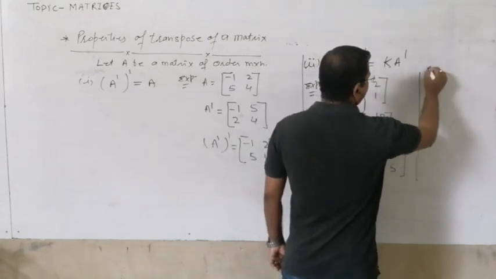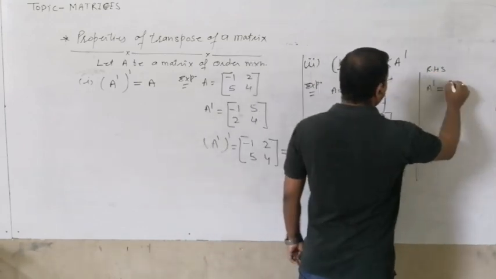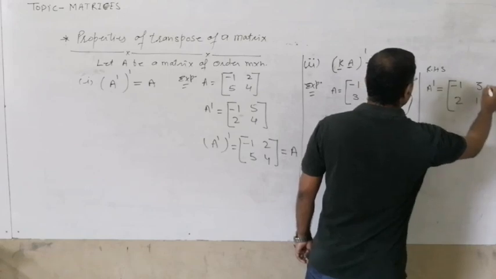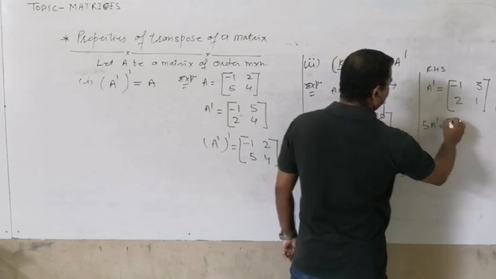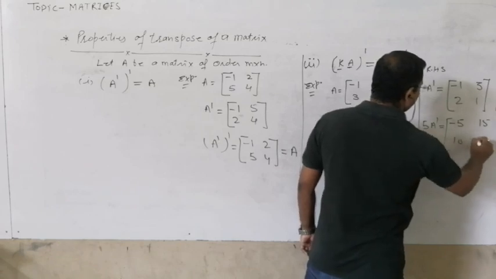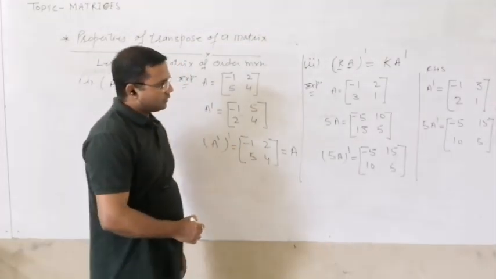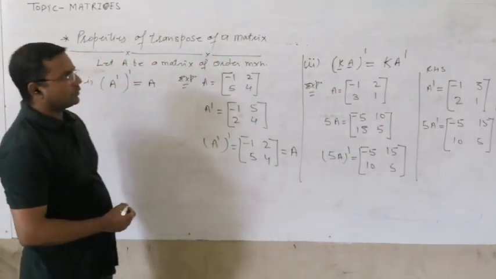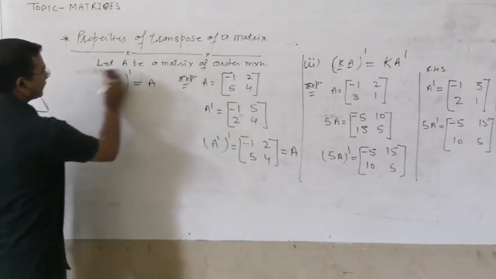what is A transpose for the right hand side. Then A transpose you can find out, then it will be -1, 2 and 3 and 1. If now you will multiply this by scalar 5, then you will be getting -5, 15, 10 and 5, which is equal to this result. So that is why we are saying K A whole transpose is equal to K A transpose. So these are the two properties. One more property we can discuss here.